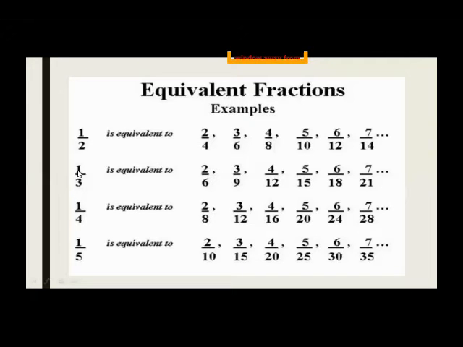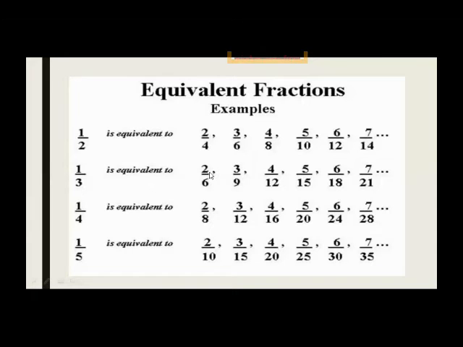Now this is 1 upon 3. When you multiply this 1 upon 3 with 2, 1 twos are 2 and 3 twos are 6. First multiply by 2, then multiply by 3, then by 4, then by 5, then by 6, then by 7. You multiply both numerator and denominator by 2, 3, 4, 5, 6 and 7 to get its equivalent fractions.